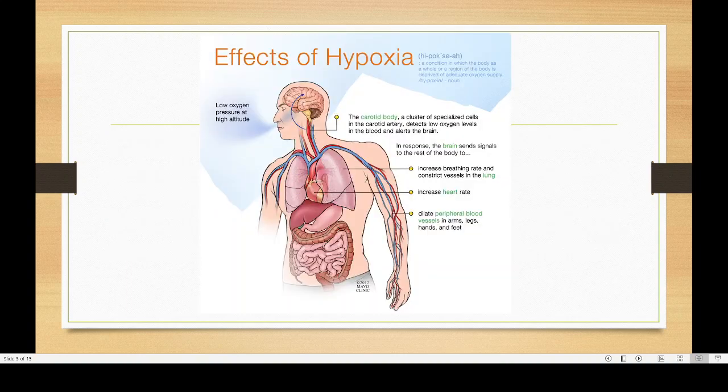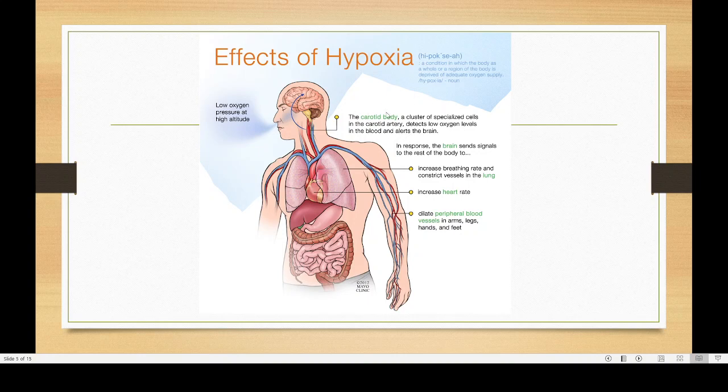Here in this picture you can see how hypoxia affects your body. Normally we face this kind of situation when we go to high altitude. At first, the carotid body detects the low oxygen level in the brain and in the blood and alerts your brain. That is how the first response comes.